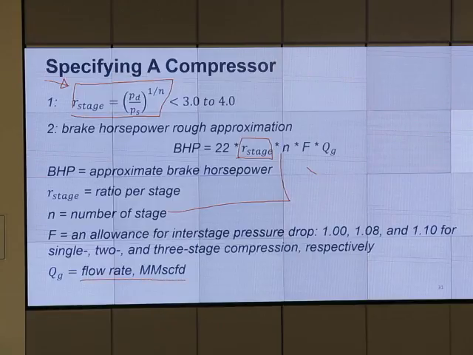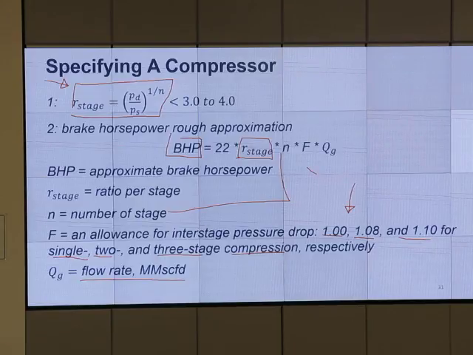QG is the flow rate, MMSCFD. F is 1, 1.08, or 1.1 for single, 2, and 3 stage compression respectively. Okay. So if you have single stage, use 1 for F. Put it in this equation, then we get a rough approximation of brake horsepower. This is a very good equation. You see how short and easy it is? You should like it.